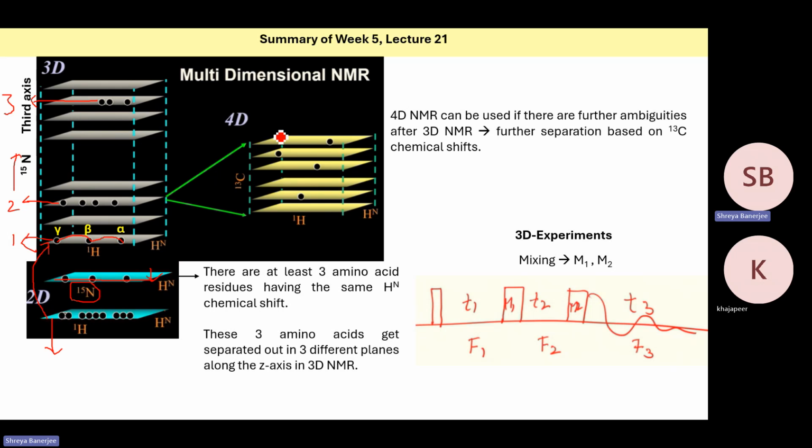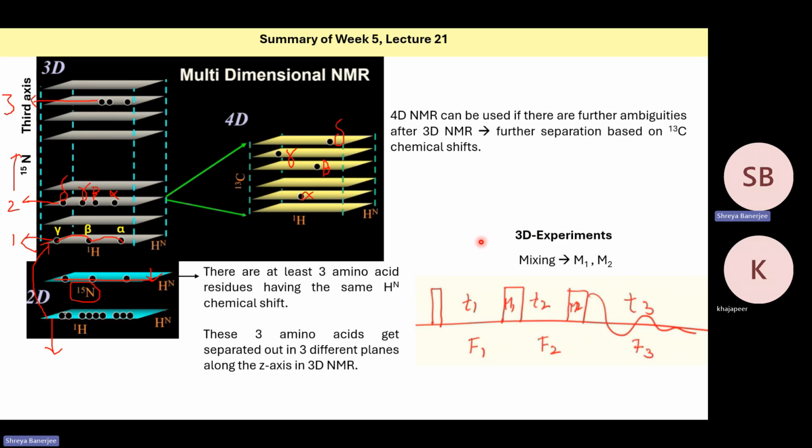Now what 4D will do is that, for the atoms of each amino acid, suppose this is alpha, this is beta, this is gamma, this is delta of amino acid 2, 4D will separate out the alpha, beta, gamma, delta also. So just imagine this is alpha, beta, gamma, delta, and so on. So 4D will further separate out the alpha, beta, gamma, delta. So if there are ambiguities even after 3D NMR, the 4D NMR can be used for further separation.